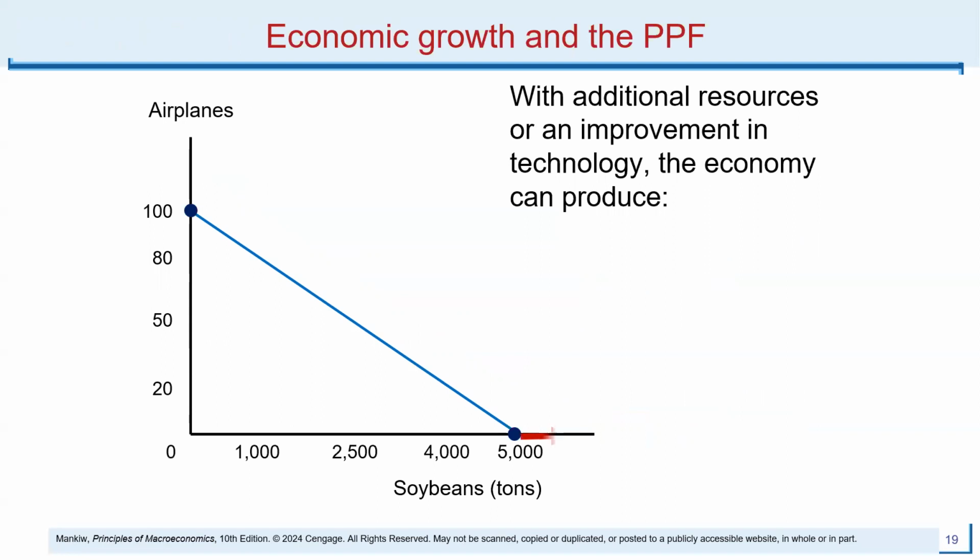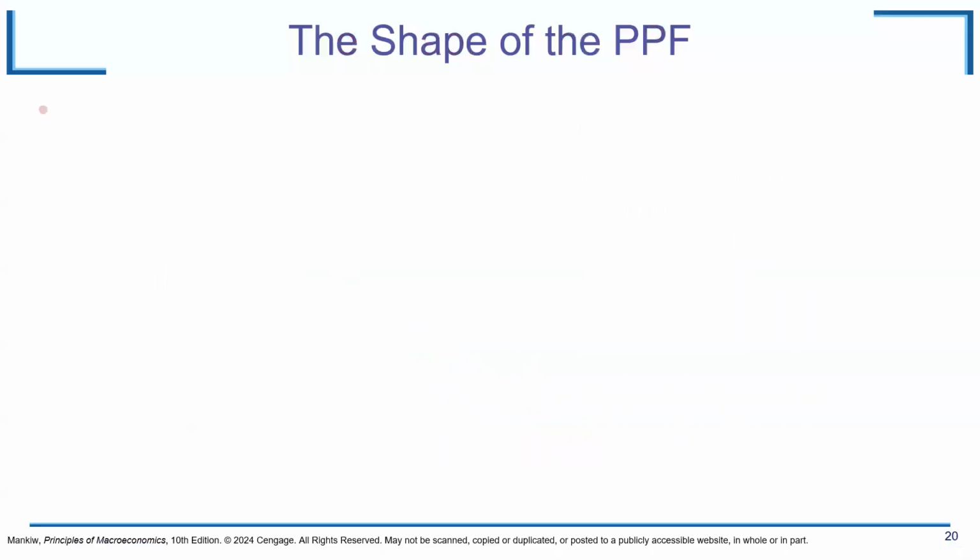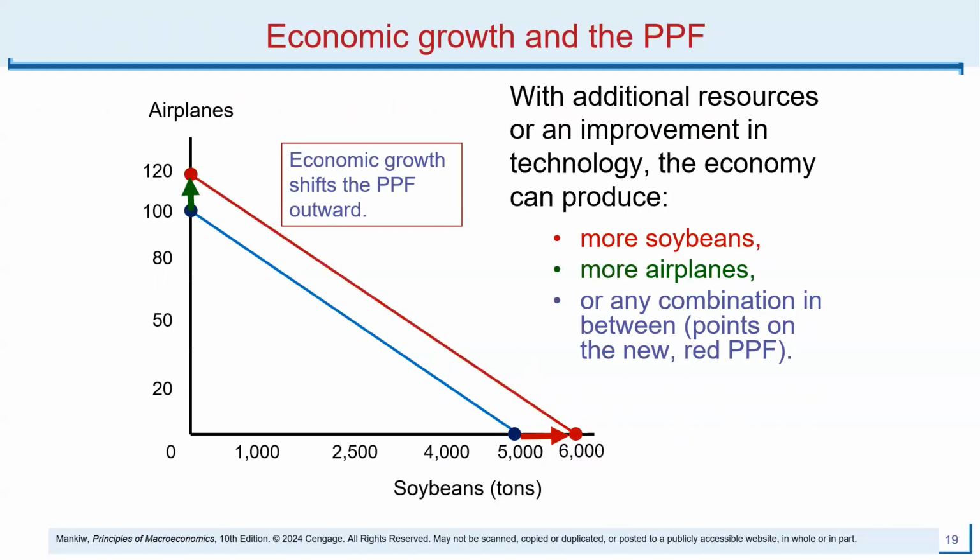With additional resources or an improvement in technology, the economy can produce more of either the product or both of the products. Maybe there's an advancement in the technology of producing soybeans, so you can extend the PPF on the soybean axis. Or you can also extend the axis for the airplane because of a new technology in producing airplanes, or maybe any combination in between.